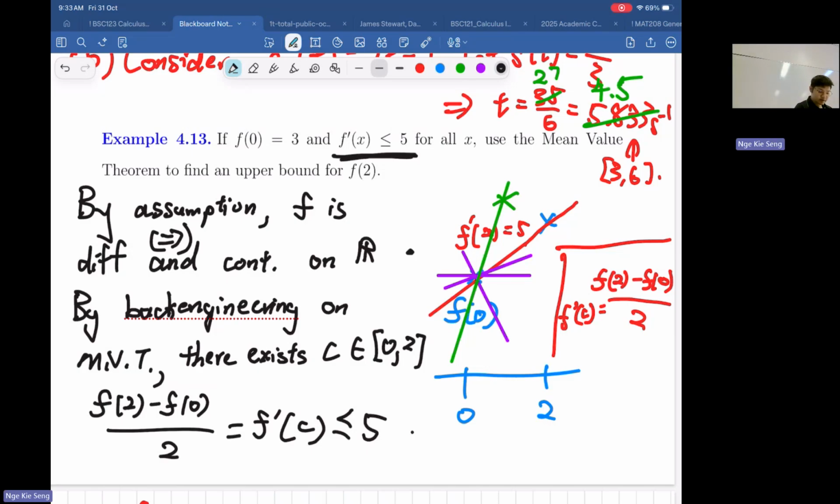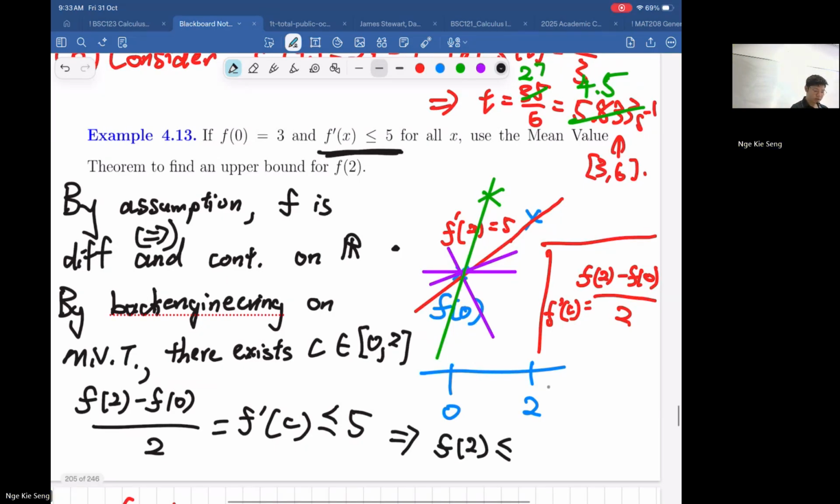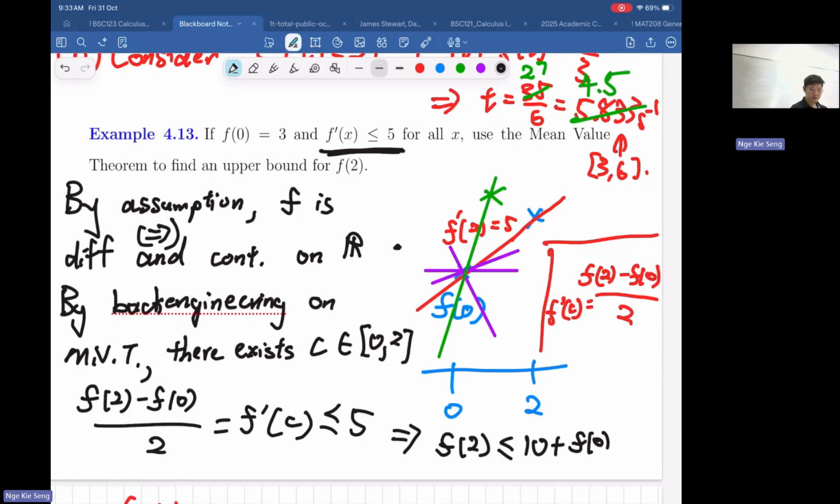Then this tells you that f2 is less than or equal to 10 plus f0, which is 10 plus 3, which is 13. So we found that f2 is less than or equal to 13. And the question asks what's the upper bound for f2? Upper bound meaning, what's a number that's greater than or equal to f2? We found one possibility, which is 13.